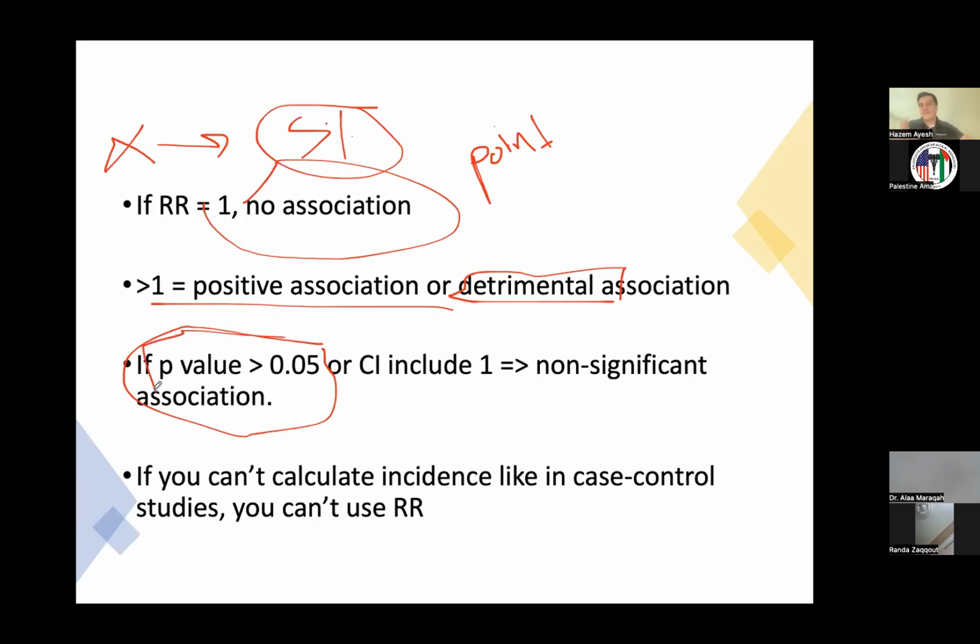When they say p-value less than 0.05, that's what they mean: the alpha error chance is less than 5%. Then you can conclude that there is a relationship and we can accept what you are saying.